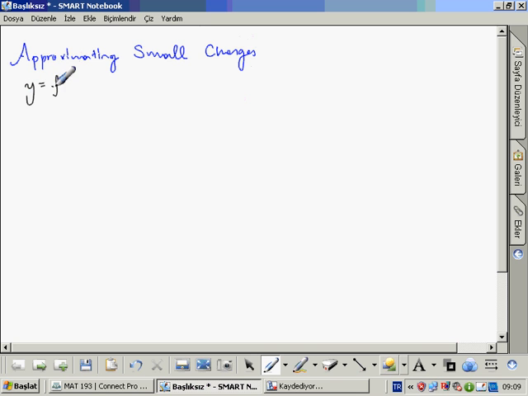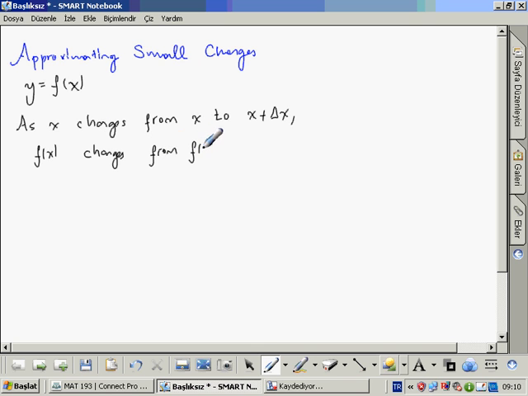Let y equal f of x. As x changes from x to x plus delta x, f of x changes from f of x to f of x plus delta x.